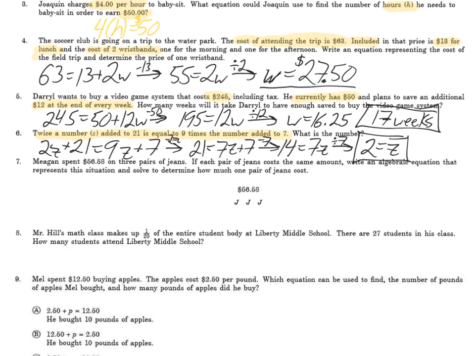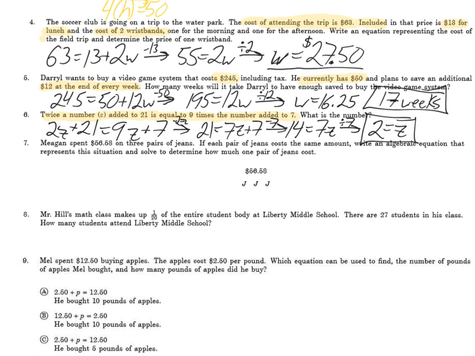Perfect. Okay, next one. Megan spent $56.58 on 3 pairs of jeans. If each pair of jeans costs the same amount, write an algebraic expression or equation to represent this situation and solve to determine how much one pair of jeans is. Highlighting, Megan spent $56.58 on 3 pairs of jeans, and they all cost the same.